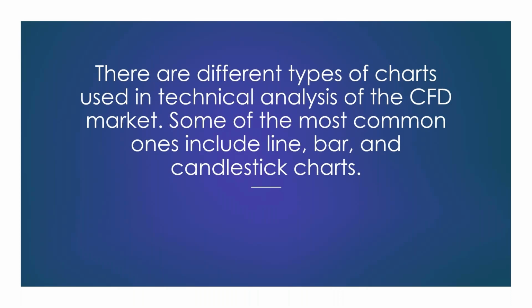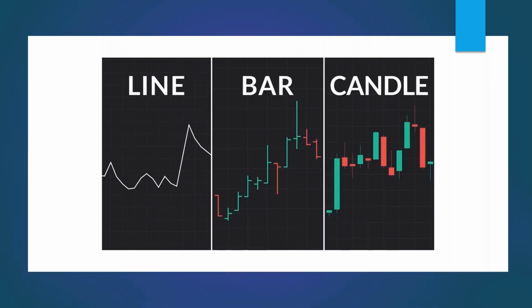So we come to the most common, which are bar charts and candlestick charts. Now, there are many different variations of bar charts and candlestick charts, but they all have the same basics. Because all we have are four pieces of information we can put on a chart. Do you know what they are? It's the open, the high, the low, and the close.